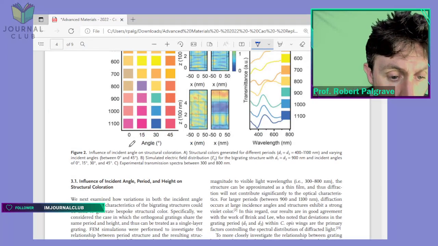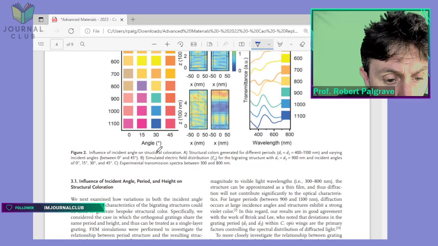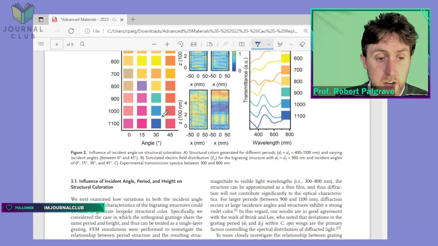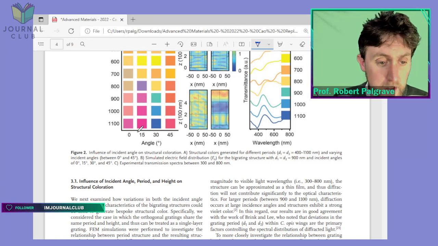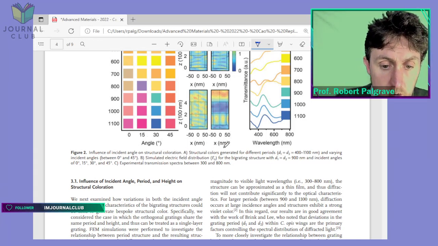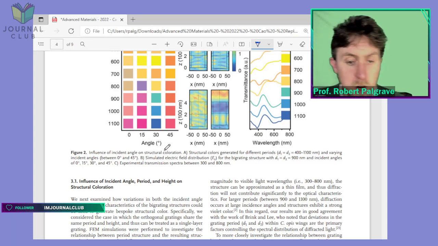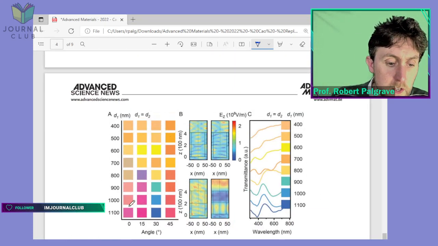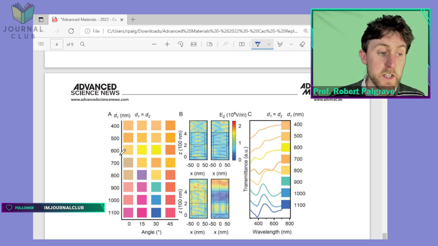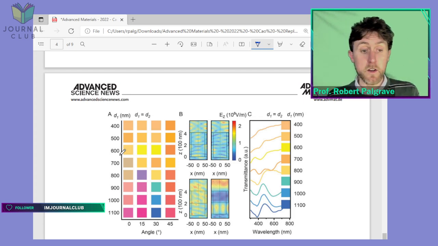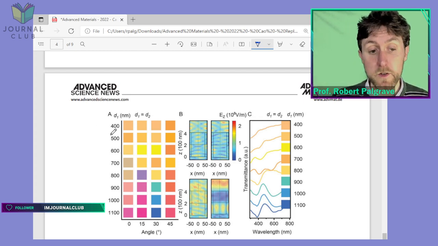I think these are actual pictures. Structural colors generated for different periods. Yeah, I think they are. So here they're looking at different angles and using the same D spacing, so the same grating size on both layers, on the top and bottom layer.